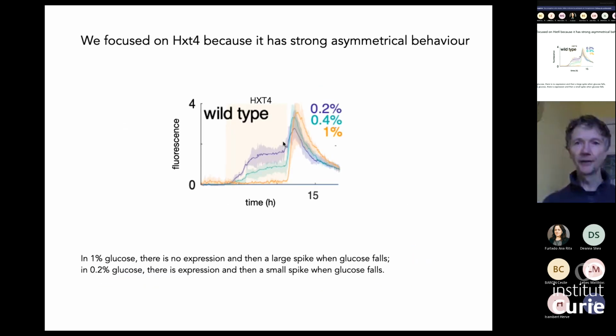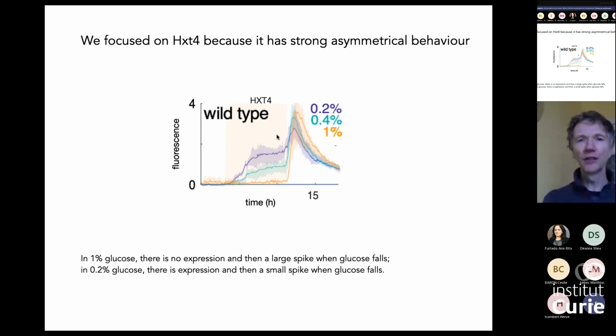Okay, so to do these microfluidics experiments takes a lot of time and effort. So we decided we had to focus on one particular transporter. We focused on hxt4 because in our initial experiments, it had this very asymmetric behavior where it completely ignored an upshift, so glucose is blocked here, but responds strongly to a downshift.